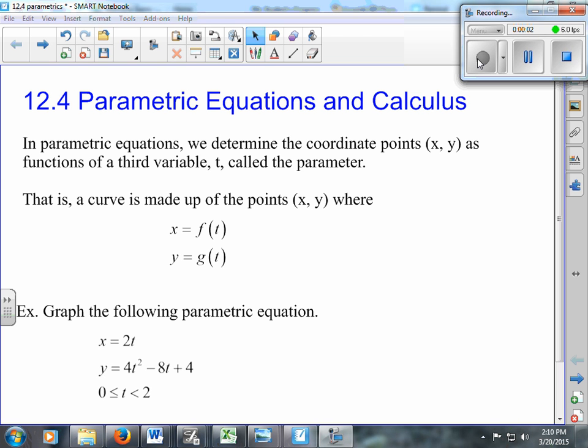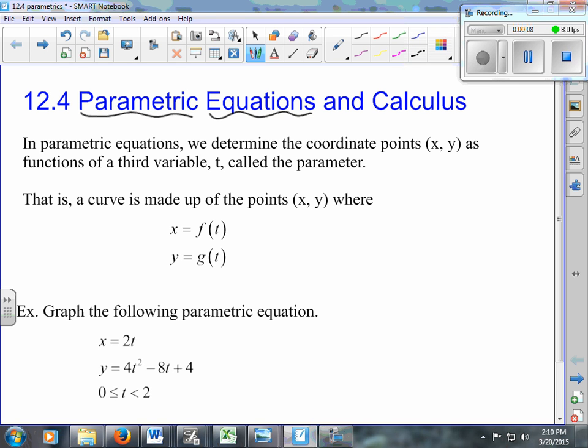All right, in this section, 12.4, we're going to learn a new type of equation called parametric equations. And then we're going to do a little bit of calculus on those.